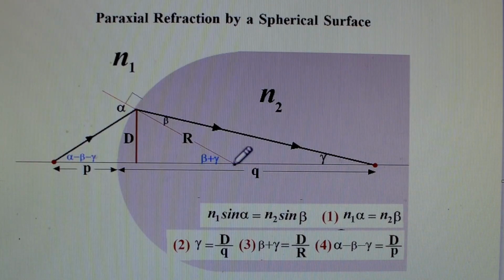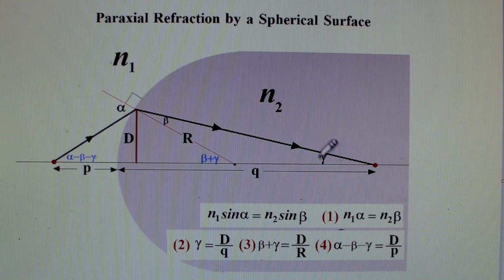Now, this line comes from the center of curvature. So in other words, alpha is the incident angle, and beta is the refraction angle. And the refracted light comes down, intersects with the optical axis, and that locates the image.